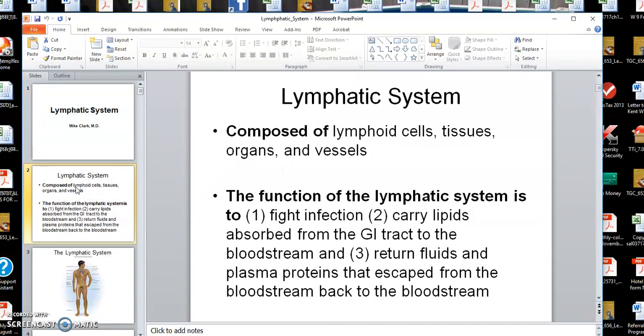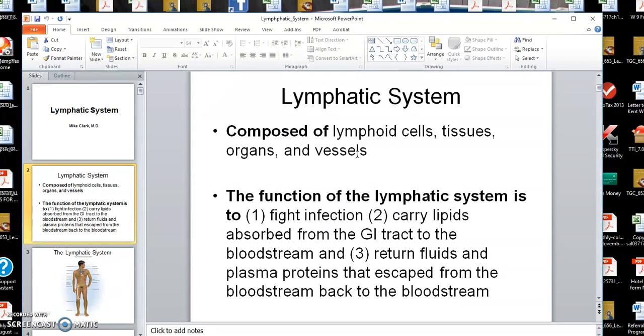Okay, the lymphatic system is a system. So therefore it's composed of organs and cells and so forth. So it's composed of lymphoid cells, tissues, organs, and vessels we'll talk about. The three functions of the lymphatic system, primarily, one is to fight infection, and that's why it's part of the immune system. The other is to carry lipids from the GI tract to the bloodstream.